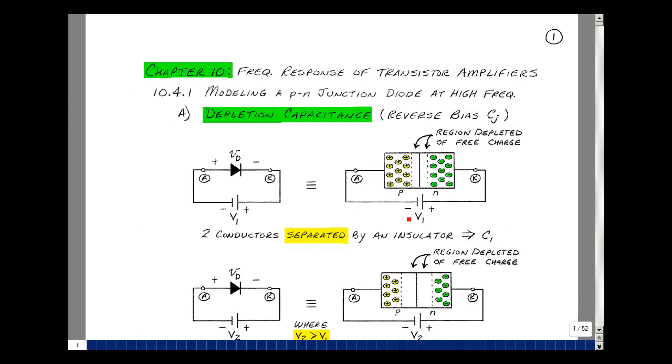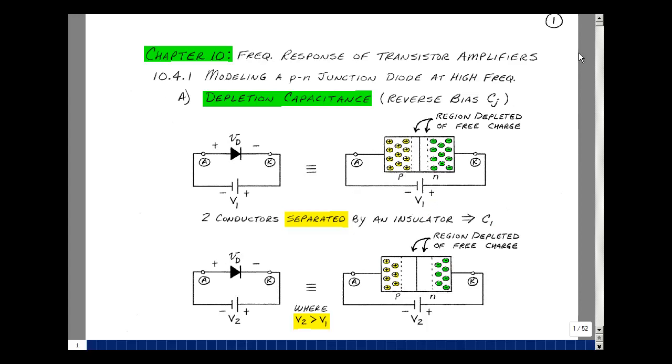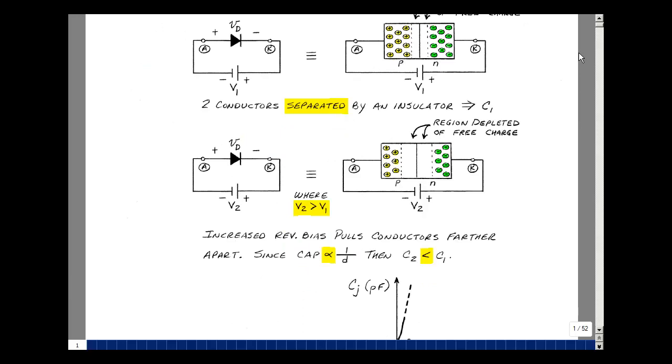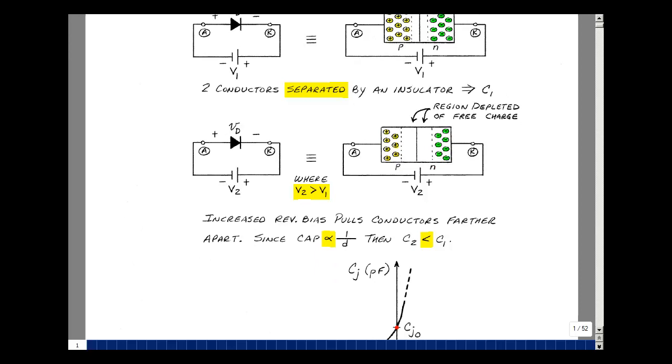Now suppose that we increase the reverse bias. In other words, make V1 larger, call it V2. Again, these are reverse bias voltages. What's going to happen? Well, I have basically a bigger magnet here. I'm going to attract those negative charges more to this side and then positive more to this side. And I've now increased the distance between the two conductors that I have. In other words, the two plates of a capacitor. Capacitance is inversely proportional to the distance between the plates, so the capacitance goes down.